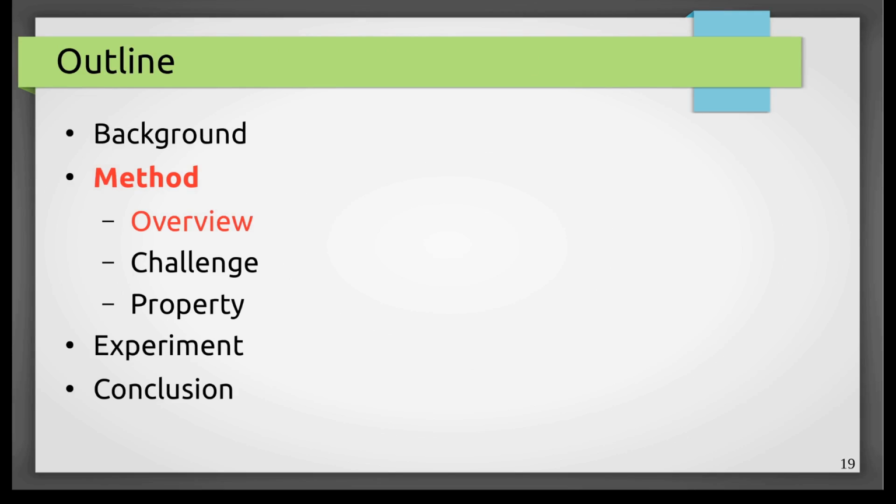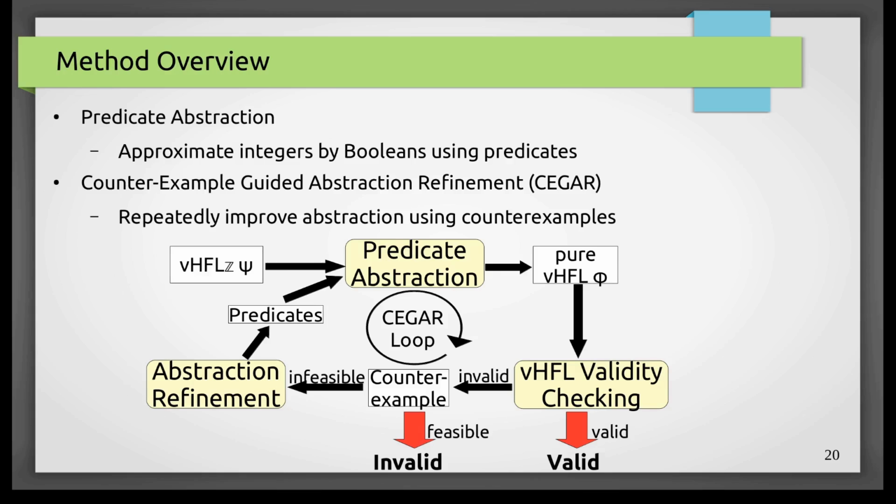Okay, so let me explain our method. Our method is based on predicate abstraction and counterexample guided abstraction refinement, or shortly CEGAR. Predicate abstraction is a technique of approximating integers by Boolean, and CEGAR is a technique of repeatedly improving abstraction using counterexamples.